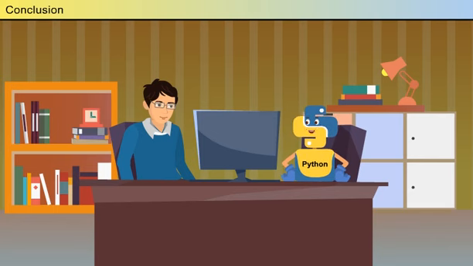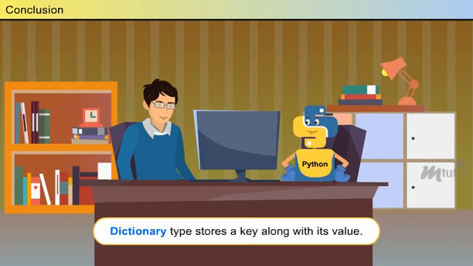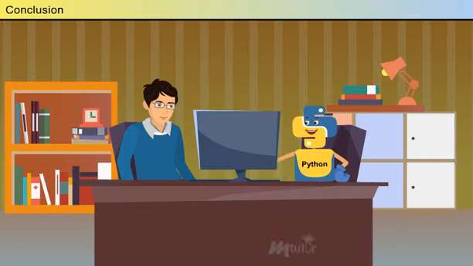Great. But, you know what? Unlike data types such as a list or a tuple with a single value field, the dictionary type stores a key along with its value. I will teach about it in our next session.